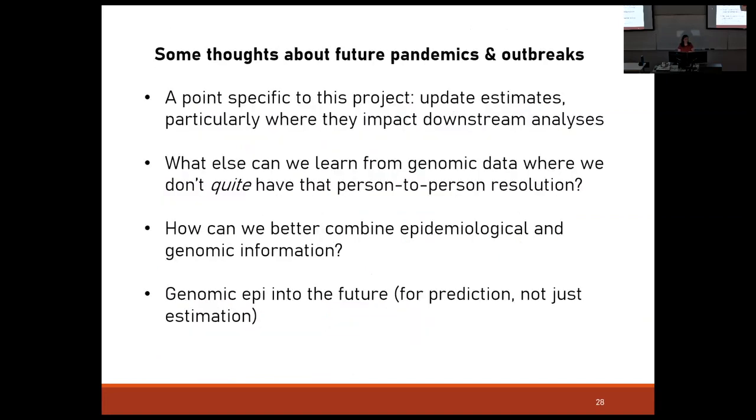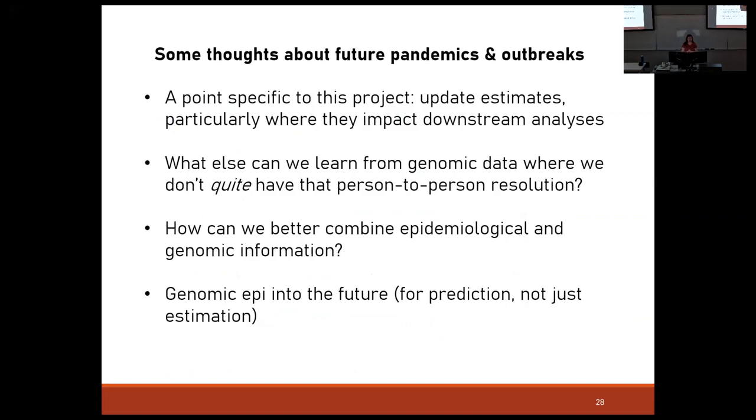So I'm just going to finish off with some specific and more general thoughts about future pandemics and outbreaks. Specific to this project, in my opinion, what this is starting to show is that we need to make sure that we're updating estimates regularly, particularly when they're impacting these downstream analyses. I haven't seen so many estimates of quantities like serial intervals for the later variants as I did originally. I mean, they exist, of course, but I think it's something important to keep in mind.